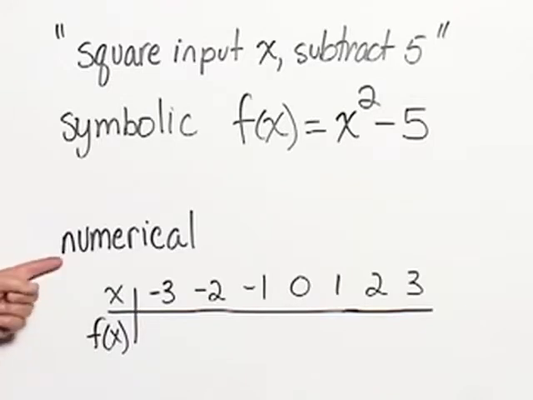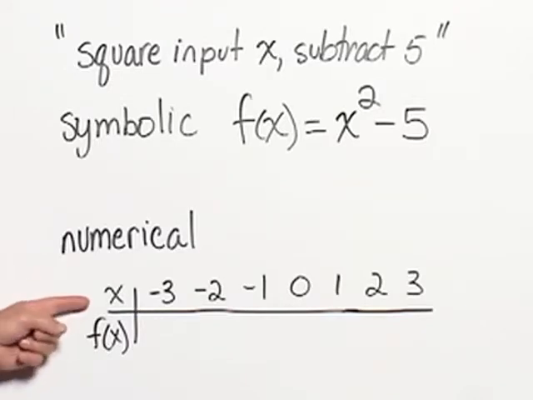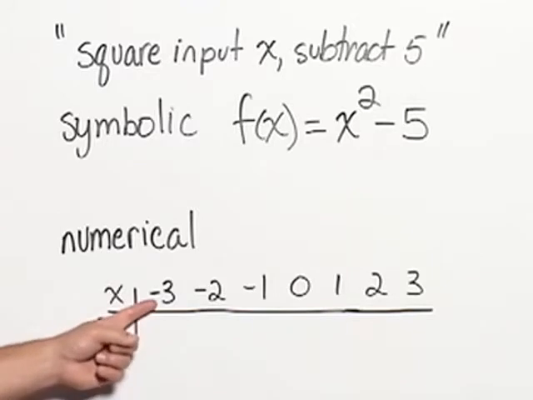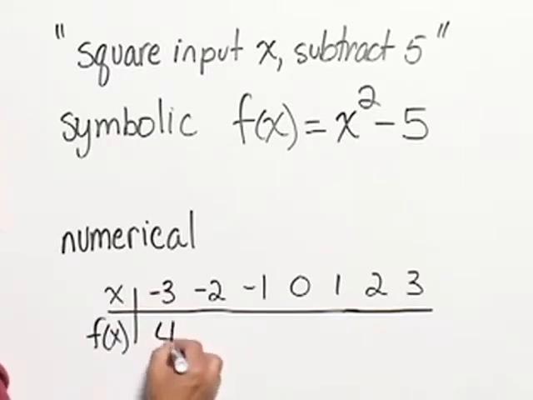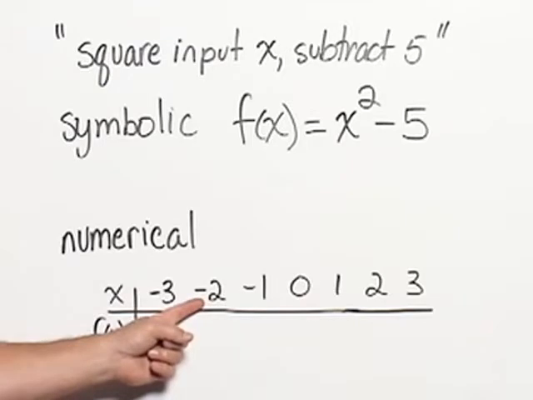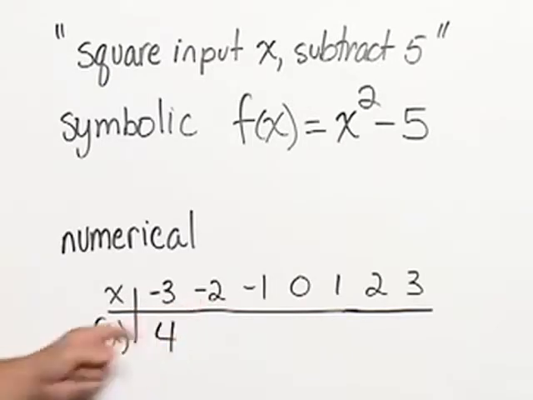For the numerical representation, we have a table of values, and here are the x values that we're going to apply the function. So it's square the input, so square -3, and that would be 9. Subtract 5, and that's 4. Now we square -2, that's 4. Subtract 5, and that's -1.